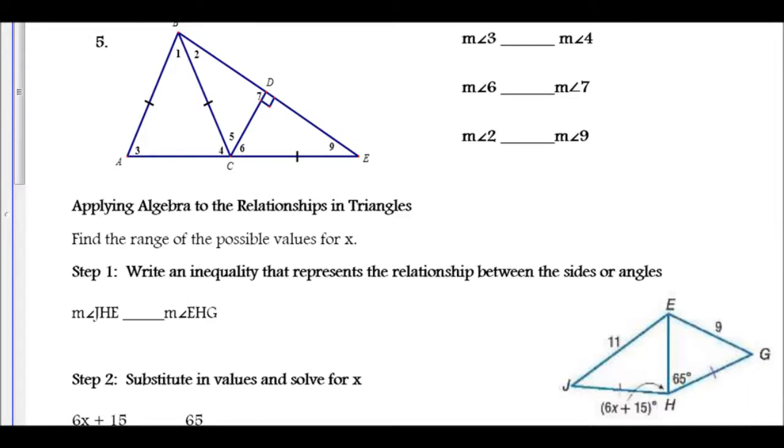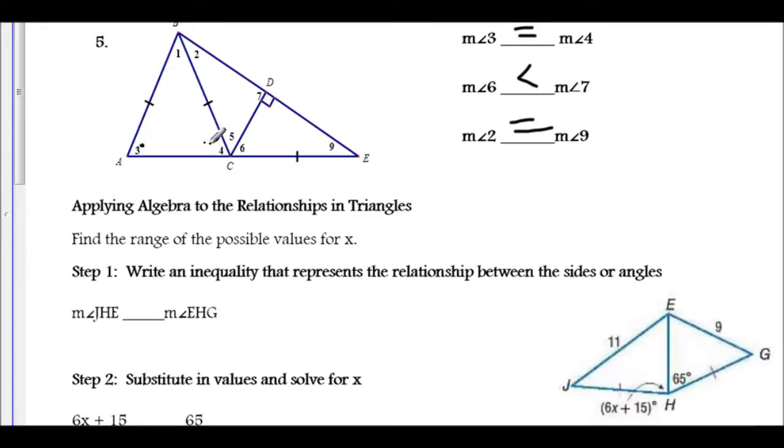All right, number 5. I'd also like for you to try this on your own. Pause the video and see what you get. You're using all of these triangles within the big triangle to compare the angles. Okay, so you should have said 3 is equal to 4, 6 is less than 7, and 2 is equal to 9. If that's what you got, go ahead and move on. If not, let's work this together.